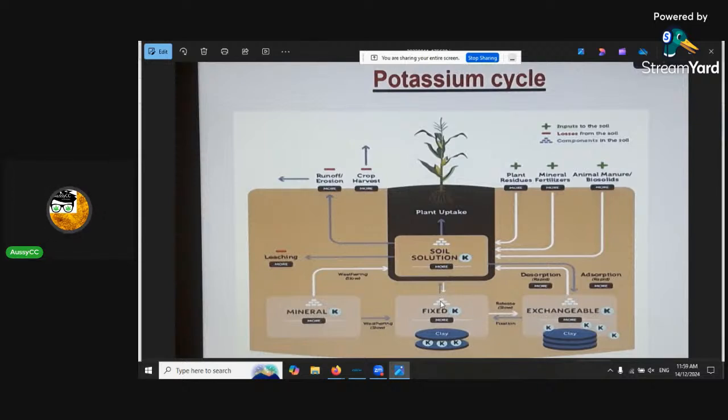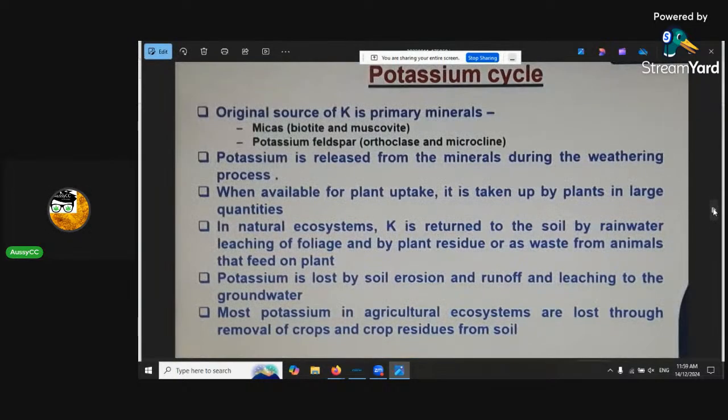Soil plus solution is more fixed minerals bound up in the clay. Oh, it's isomorphic substitution within the clay particles. Not going to go on about that though. Original source of K, potassium, is primary nutrients in micas or potassium feldspar. Feldspar is one of the most common soils in the world. Potassium is released in its cycle.